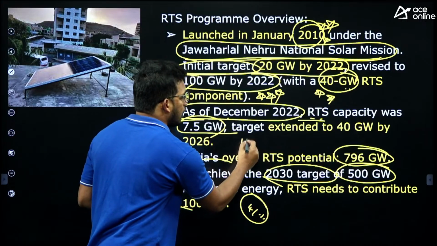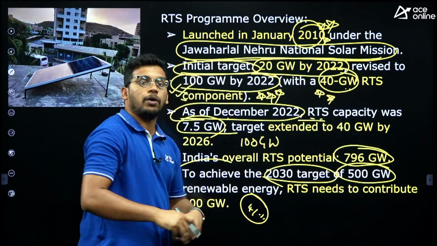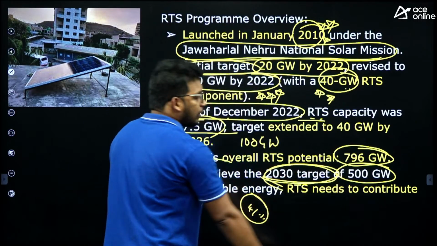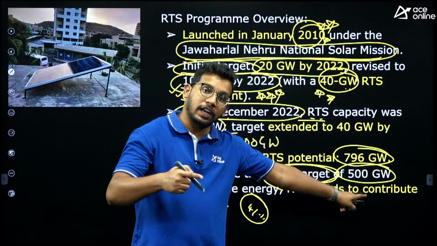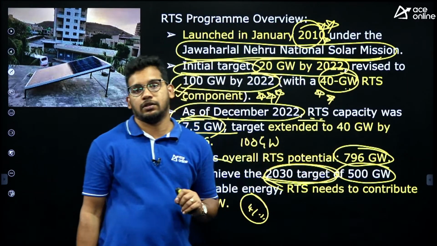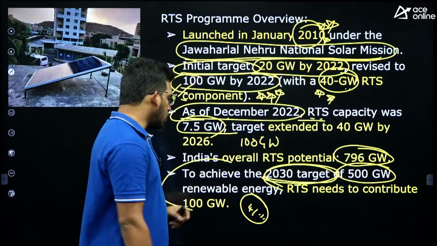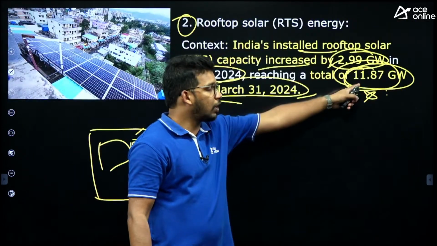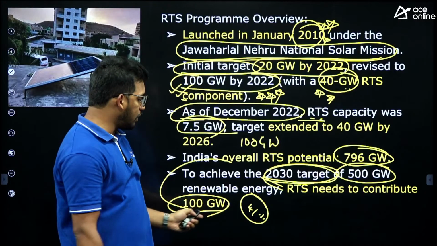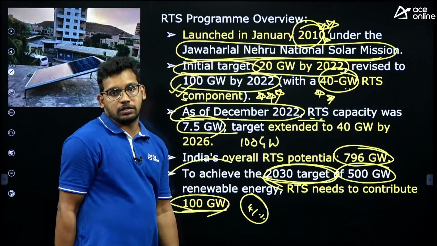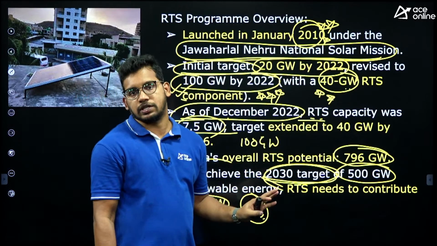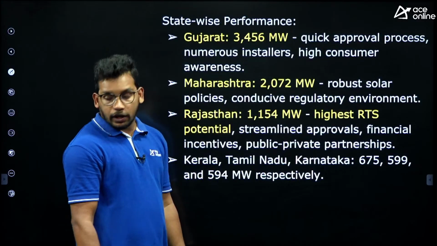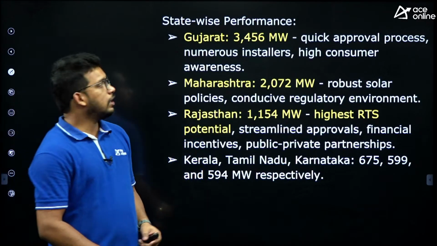In 2022 it was 100 gigawatts. But we have told other countries in international forums that by 2030 our total solar energy will be 500 gigawatts, right? Out of that 500 gigawatts, at least 100 gigawatts should be rooftop solar energy. The current 11.87 we have to increase to 100 gigawatts. If not, it is very difficult for us to achieve this target, right? So this is the target we have kept. Any doubts in this? Fine.